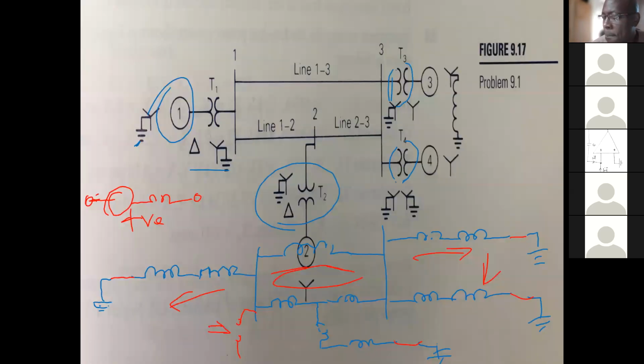Sir, there's a quick question. What if there's more than one fault in different sections of this? Very good question. Would you apply the same principles? Meaning what? Meaning, what if there's a line to line fault and one line to ground fault? You mean simultaneously? Yes, sir.